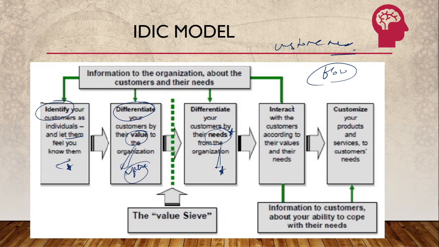Next is the interaction. So interaction is how you interact with the customers according to their value and needs. And then how you customize your products and services to the customer needs. So this is the fourth. So identification is first, differentiating is the second, which can be based on value and needs. Third is how you interact, and the fourth is how you customize your products and services to customer needs. The interaction and customization is a feedback loop: you interact with the customer, process the information, and then customize. That is all this model discusses.